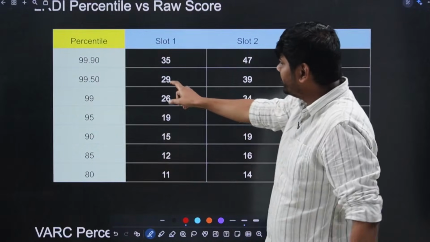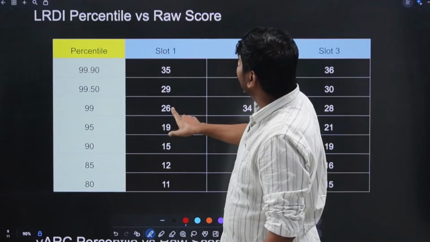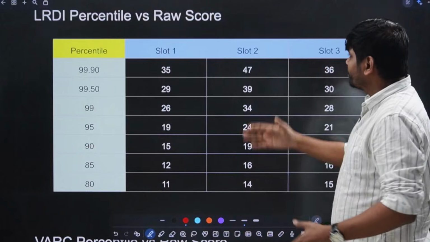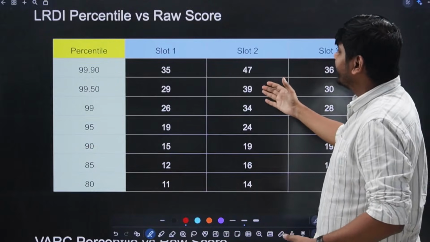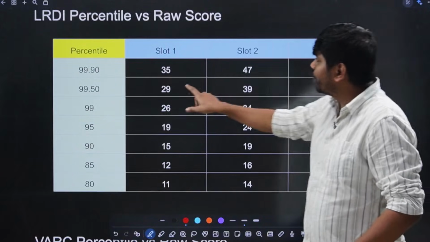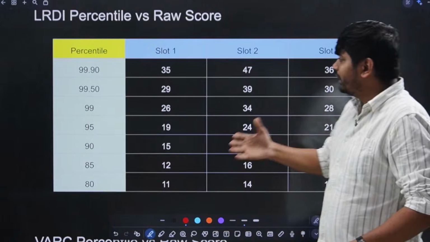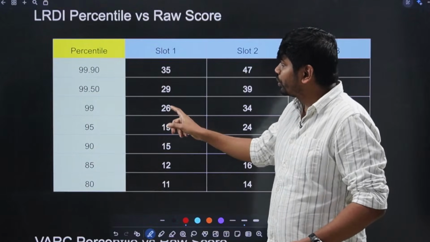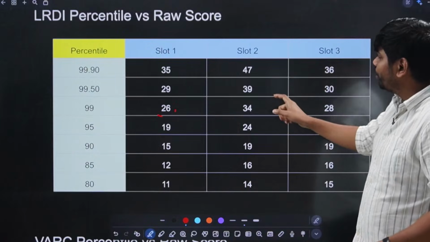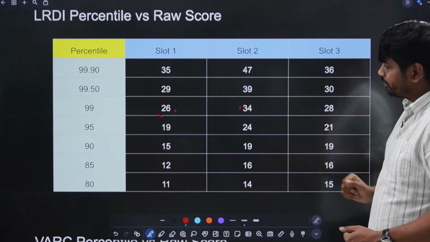Okay. If you see for 99.50, the raw score is 29 in the LRDI section. For slot 2, this is 39 marks. Again, you can see slot 3 and slot 1 are along similar lines, 29 and 30. For 99 percentile, the raw score that you need in slot 1 is 26. But in slot 2, you need at least 34 marks. And in slot 3, it is 28.